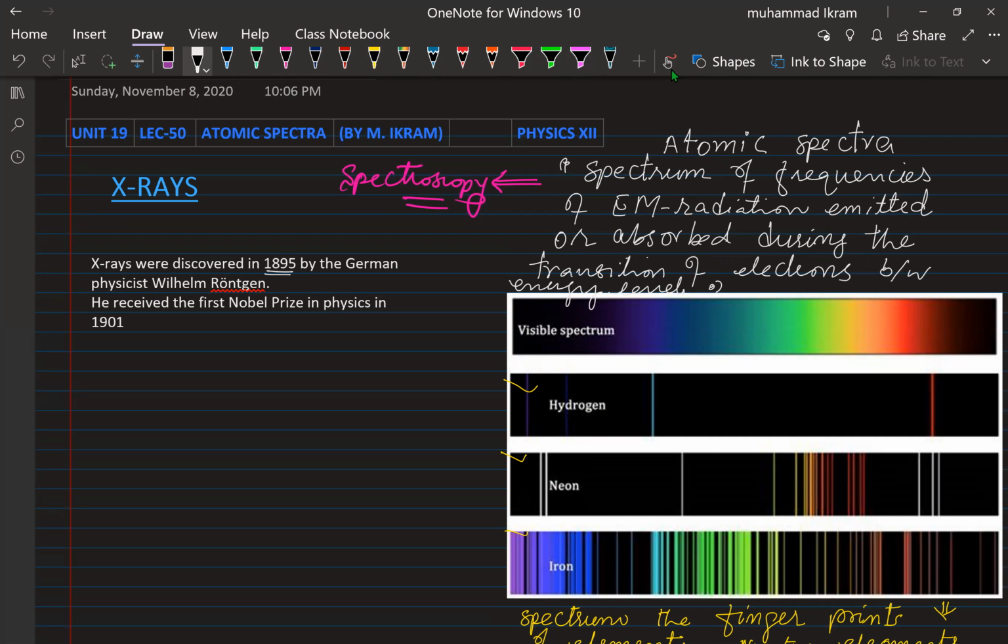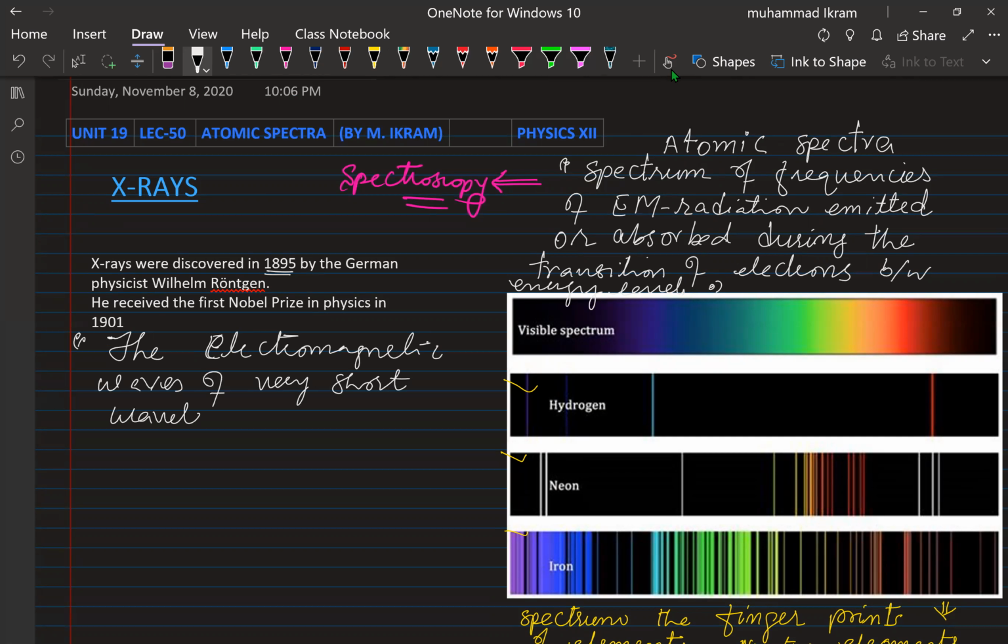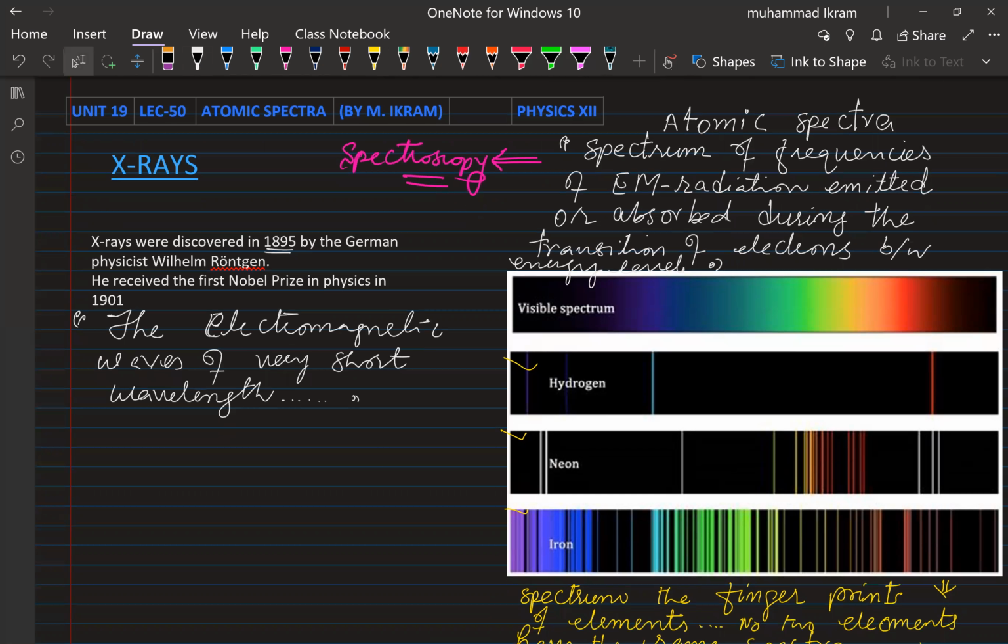What are X-rays? X-rays are EM radiation. They are electromagnetic waves of very short wavelength. You can say that they are high energy EM waves, and they are usually monochromatic, right? So the X-rays are electromagnetic waves.